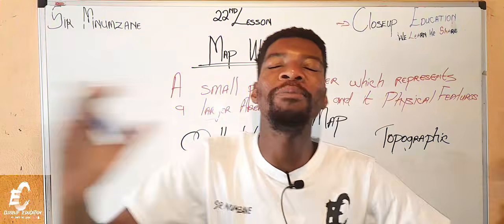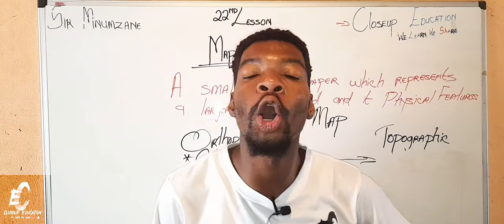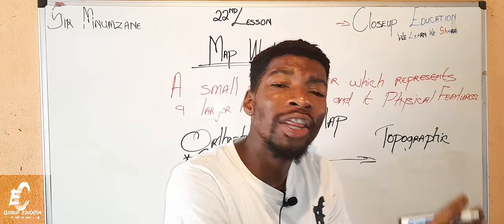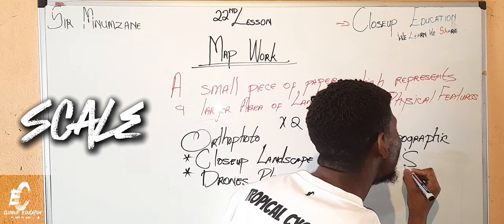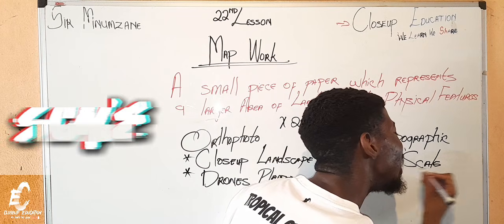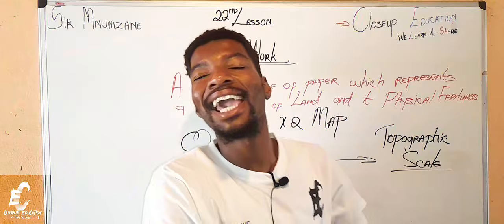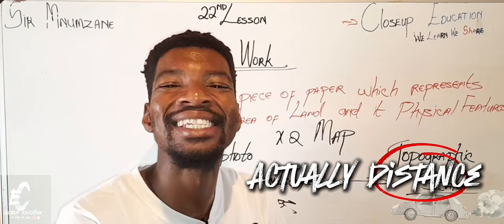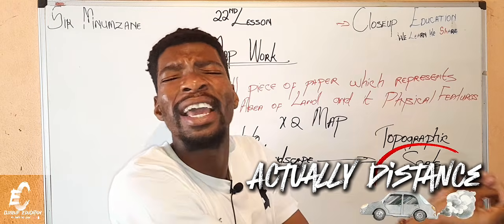Yes. And Mnumzane has been screaming a lot, but he has not touched the most important thing, which is called the scale. Yes, this is our scale, guys. What is a scale? A scale is a tool used to tell us the actual distance on the ground from the very own map.